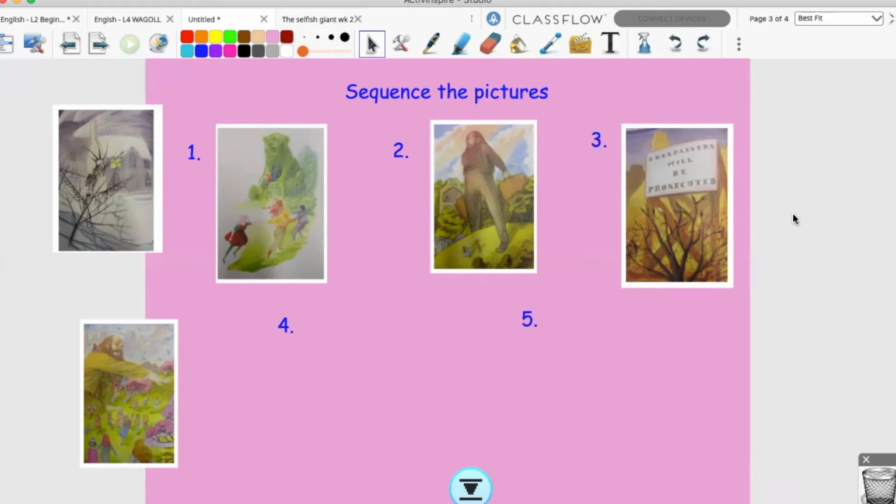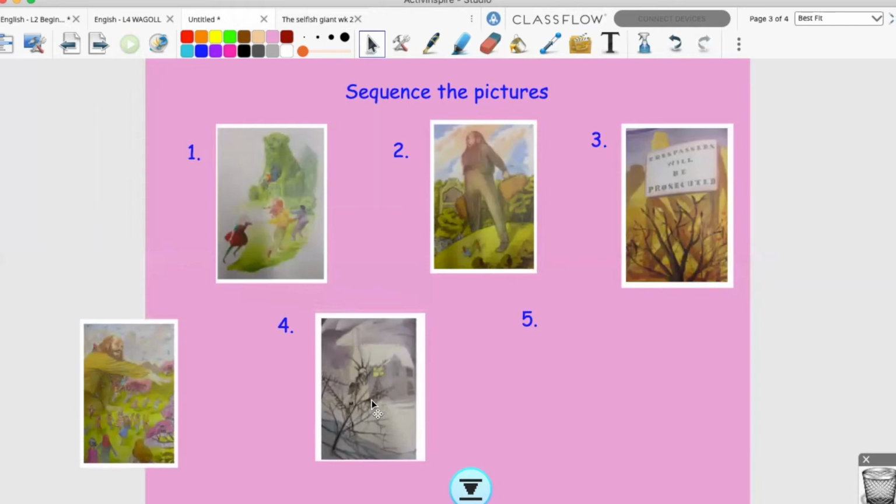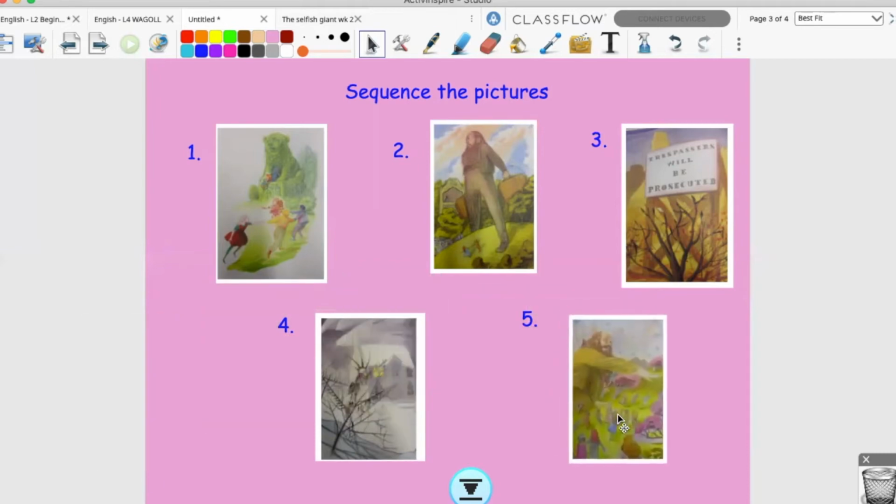What happens next? Does he play with the children, or is there lots of snow and hail and wind? Yep, that's right. Remember, the garden gets stuck in winter for a very, very long time and the spring doesn't come. And the spring comes back at the end when the giant realises that he's been selfish and decides to play with the children once again. And it turns back into spring and summer. So that's your first challenge.